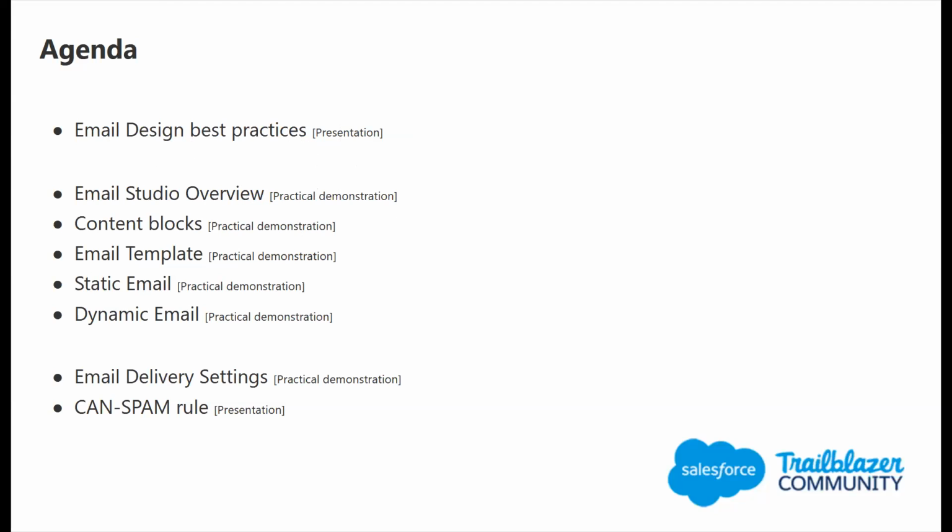As we are mainly dealing with Content Builder, before we pitch into the Salesforce specific things, there are some email best practices that I'll be covering. Then we can proceed with our SFMC specifics: Email Studio, content blocks, email templates, static emails, dynamic emails. Then some of the best practices to build emails according to CAN-SPAM, and how the delivery settings are set up in SFMC.